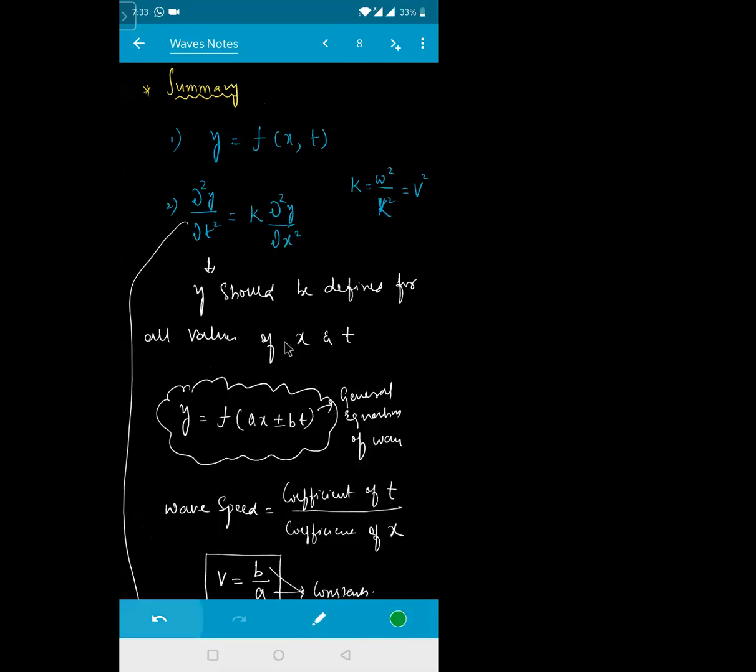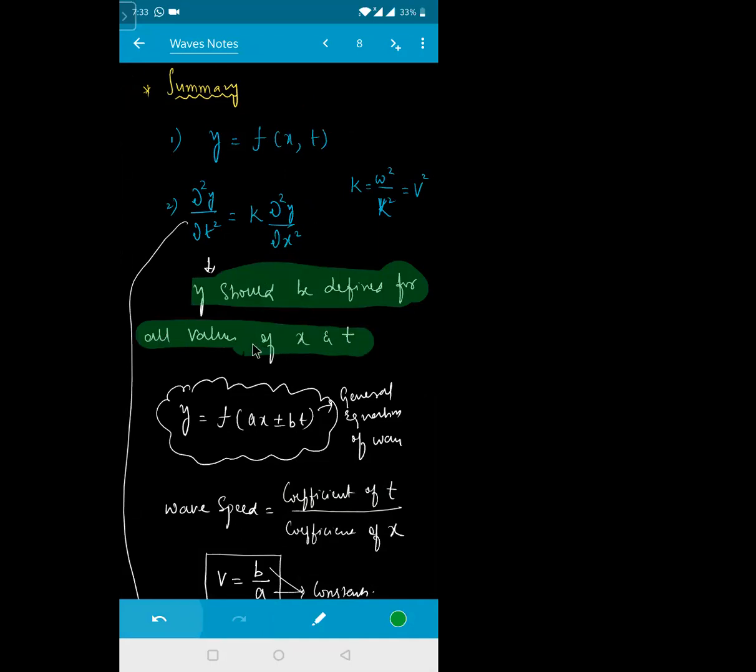This is something very important for solving your numericals. Y should be defined for all the values of x and t. So the general form of your wave equation is, beta, y is equal to f of x plus or minus b into t. If it is minus, then it will be moving in the positive x-axis. If you get a plus, it will be moving in the negative x-axis. This is the general equation of the wave.